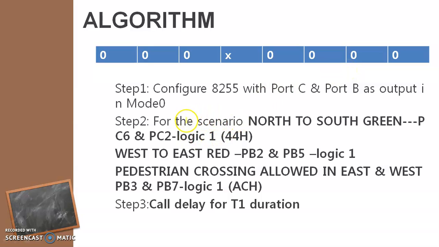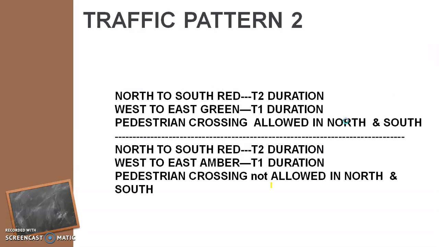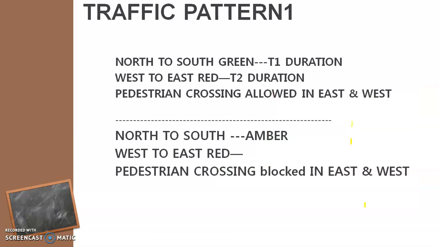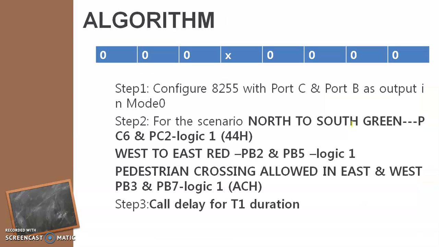Next, for the scenario north to south, it is allowed. The signal turns green. That means PC6 and PC2 are logic 1. You can see the picture once again. You can see the green LEDs are PC2 and PC6. So PC2 and PC6, we turn on.